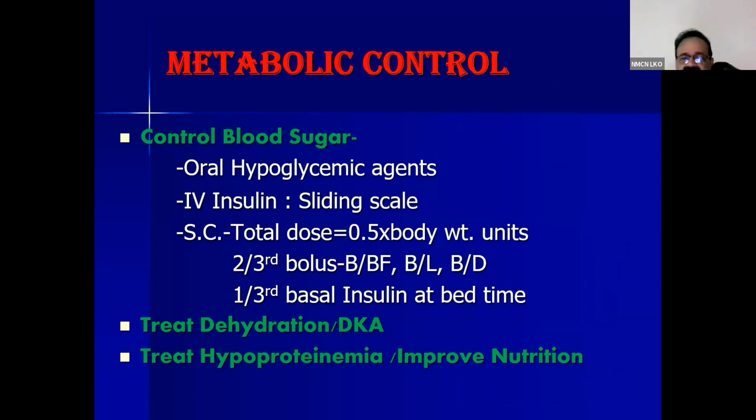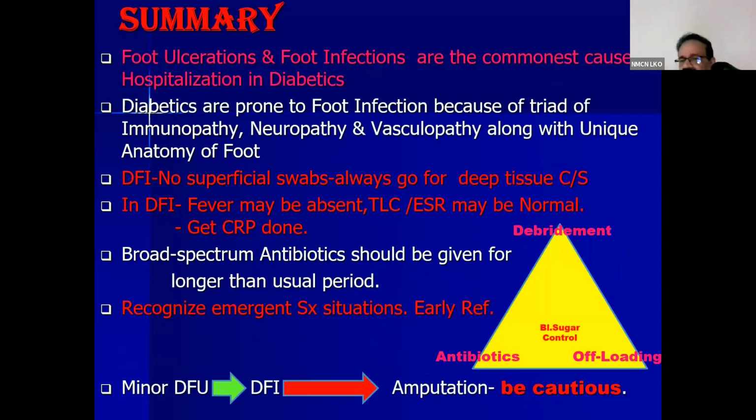So to summarize this talk, foot ulcer and foot infection are the commonest cause of hospitalization in diabetics. Diabetics are prone to diabetic foot infection because of immunopathy, neuropathy, vasculopathy, over and above the unique anatomy of the foot. And never take a superficial swab. These are the pearls you should remember. Always go for deep tissue culture sensitivity.